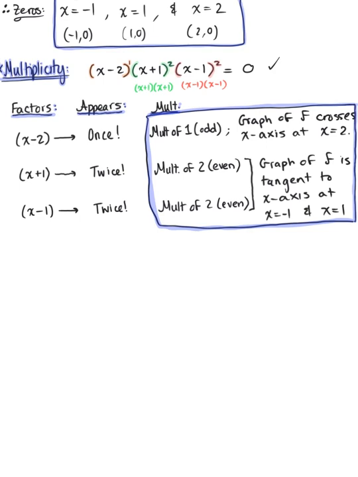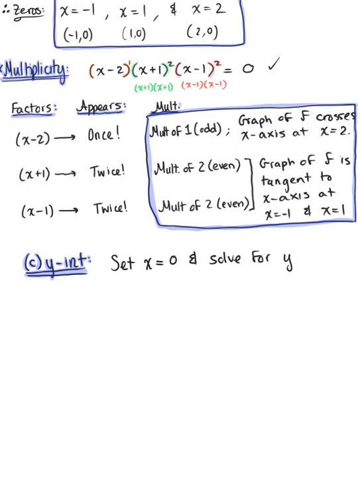Beautiful! So now we are officially ready to move on to part C, where we're being asked to find the y-intercept. So recall that the y-intercept is where the graph of a function crosses the y-axis. So to find the y-intercept, we are going to set x equal to 0 and solve for y.